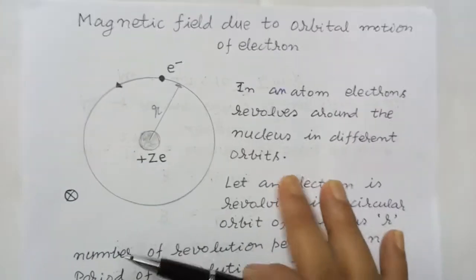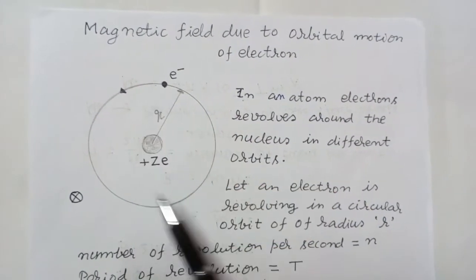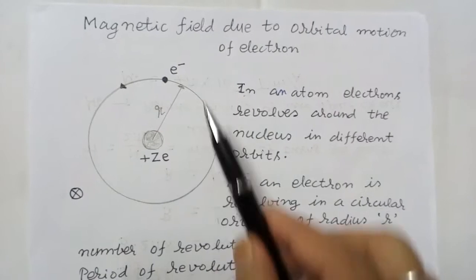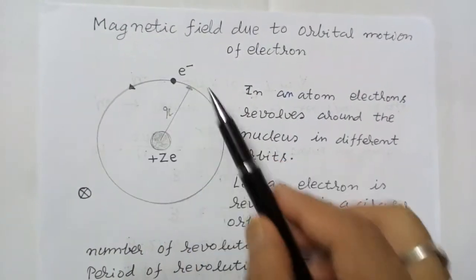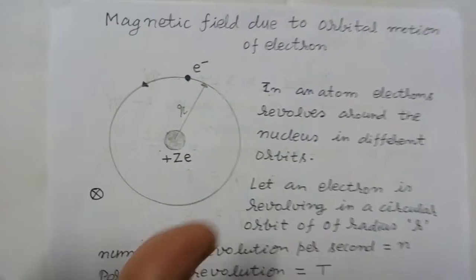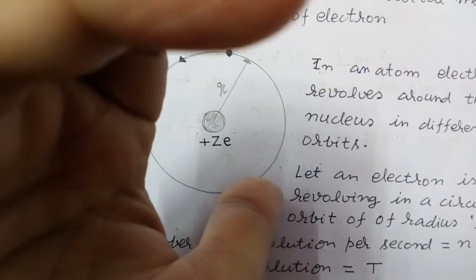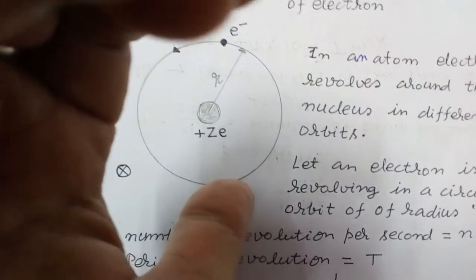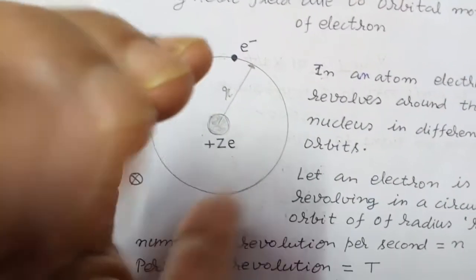Now in this diagram, this electron is revolving in anti-clockwise direction. So we may assume that current so produced is in clockwise direction. Now magnetic field, due to the right hand circular rule, see like this: if we curl the fingers around the direction of current, then magnetic field will be inward.